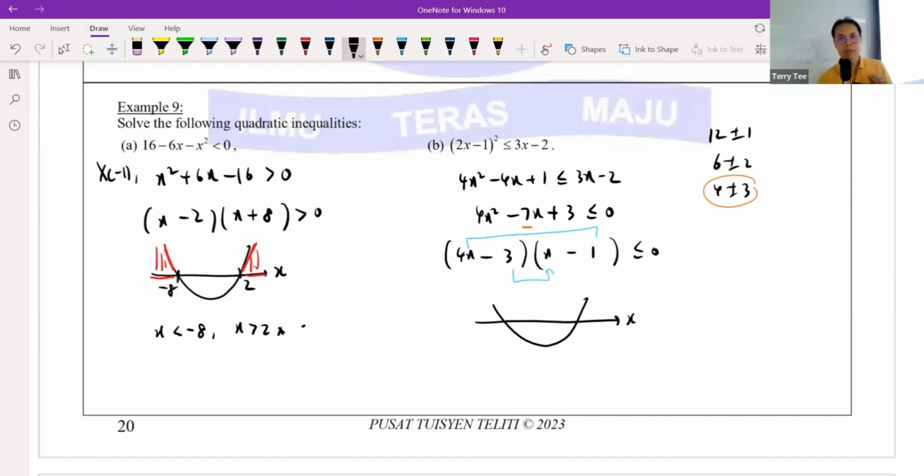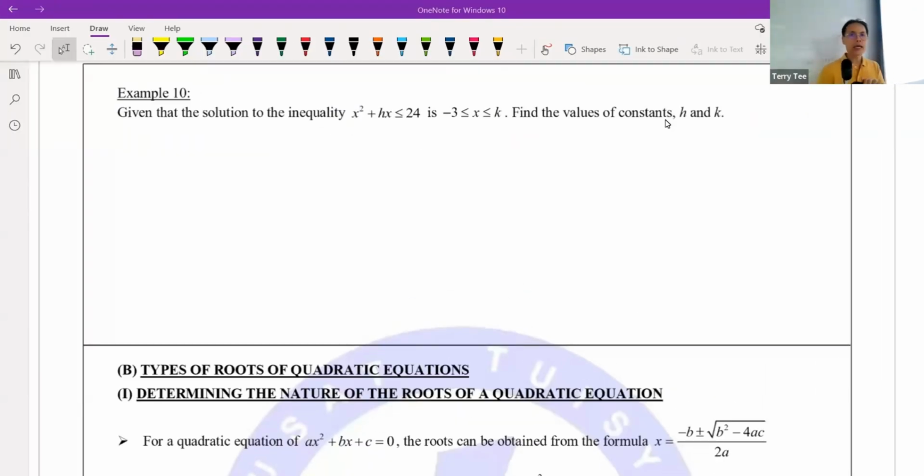Same graph, but this time we have to shade the region below. It's less than. Less than is the region below. By the way, there is no difference between less than and less than equals. It's the same. We still put the equal sign. We still shade the same region, right? Add in the equal sign. There you go. That is your final answer. They give you the roots in terms of unknown, and you're supposed to compare.